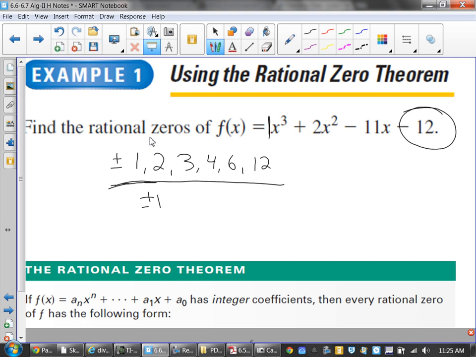Yes, sir? So when we add the factors together and then make it negative? Yeah, that's basically what you're doing. You just put them all together like that.